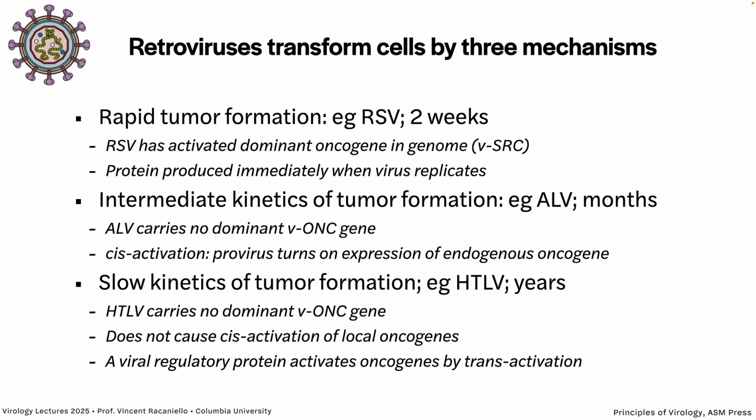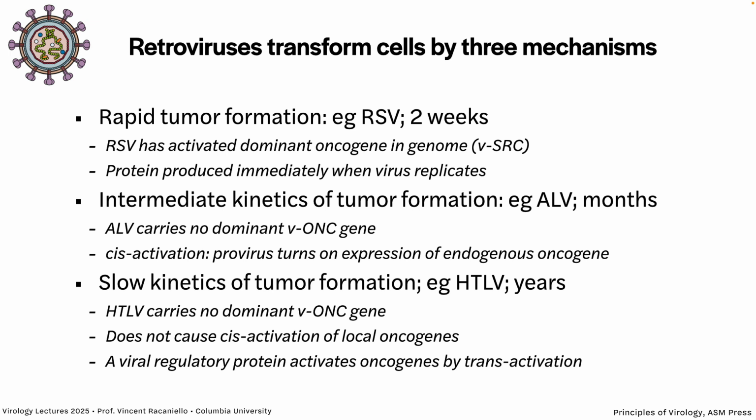Avian leukosis virus, the parent of RSV, takes a couple of months to cause leukemias in chickens. There's no oncogene in ALV, but it integrates next to an oncogene and turns it on. And that's why it takes a little bit longer. So ALV first causes leukemias, and then in chickens that survive and live longer, you get other kinds of solid tumor viruses. And third, very slow kinetics, years.